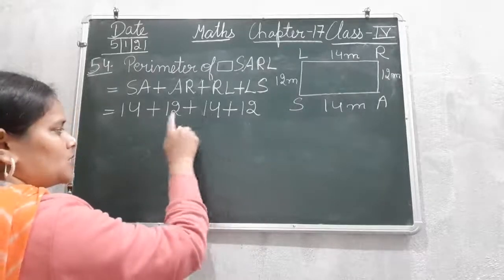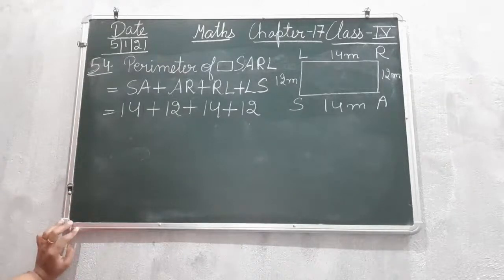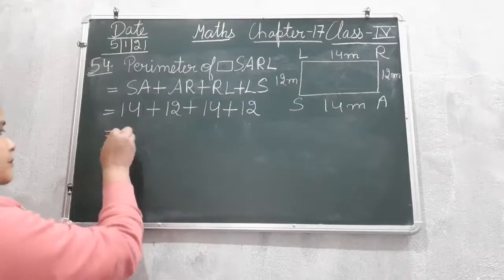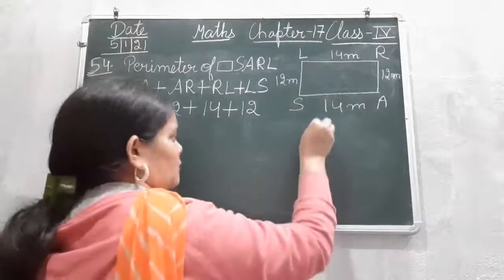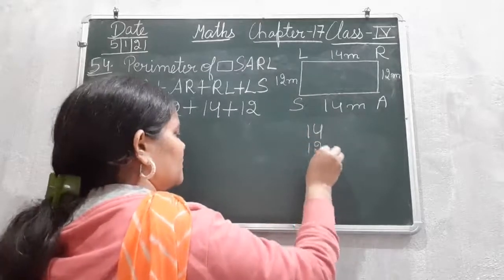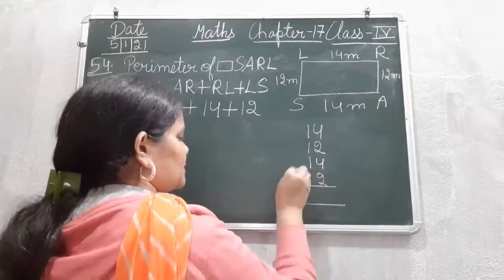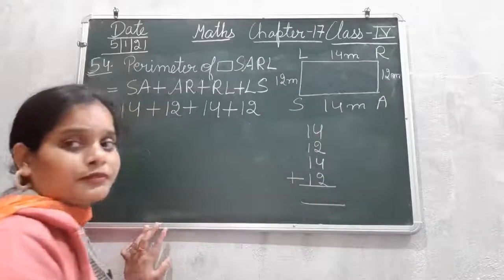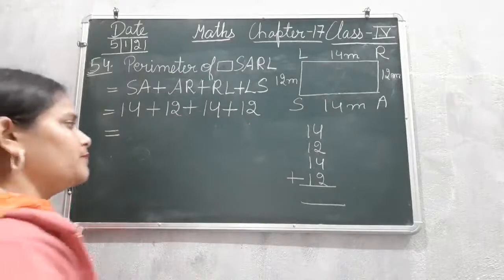तो देखिए दो sides, इसकी जो opposite sides हैं वो equal होती हैं. So that's why their measurement will also be same. Now let's add them all. For finding its perimeter we are going to add them all: 14 plus 12 plus 14 plus 12, and this calculation we will do in the rough part only.